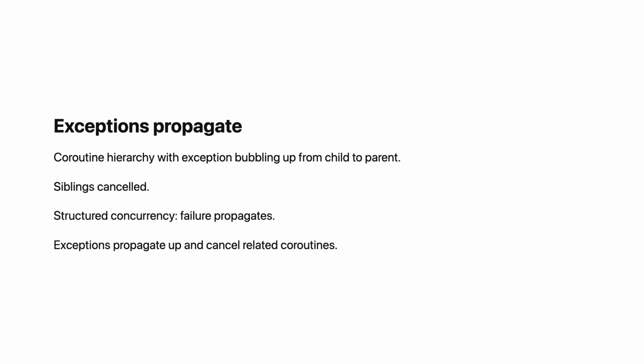Coroutines can throw exceptions just like regular code. An exception in a coroutine propagates up the coroutine hierarchy. Child fails, parent is notified, siblings are cancelled. This is structured concurrency in action. Failure propagates, related work stops.